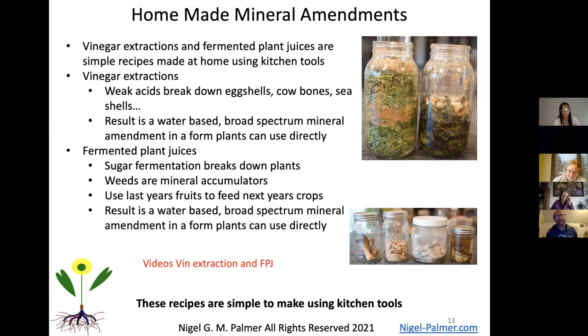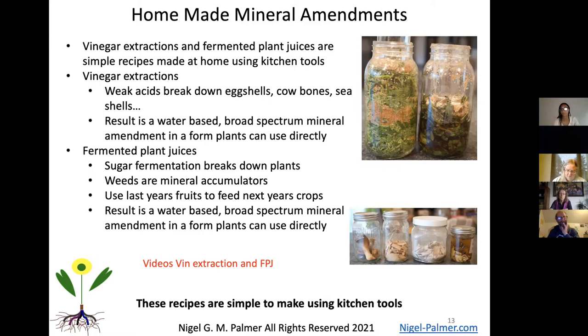In the case of vinegar extractions, the weak acid of the vinegar breaks down the constituents that are in the solution. And the results are water-based broad-spectrum mineral amendments that are not only shelf-stable, so you can actually put them on your shelf, but they also are in forms that you can feed the plant directly. And then the other one is fermented plant juices. In this case, we're using a sugar fermentation process to break down the plants and bring those minerals within the plants into a solution that can also be used to feed the plants.